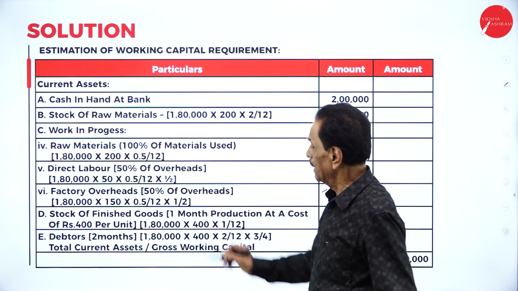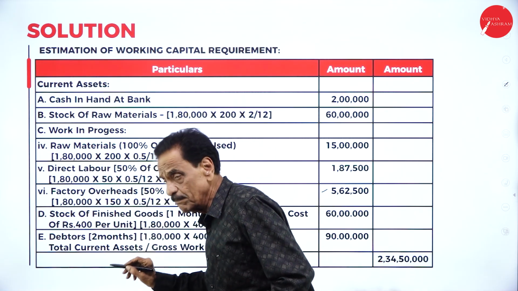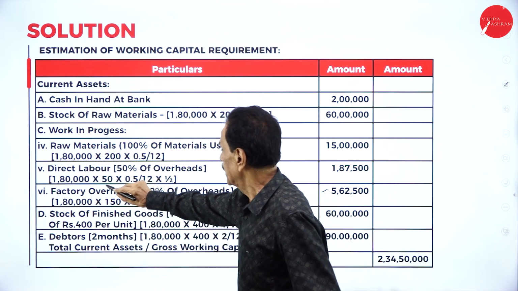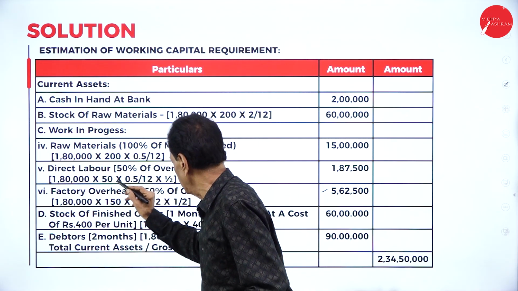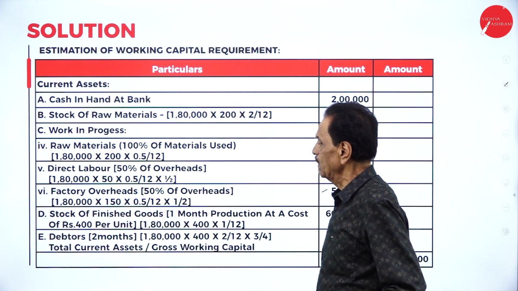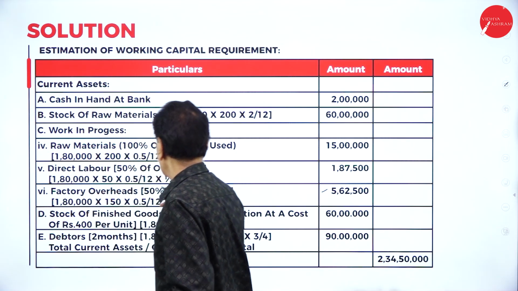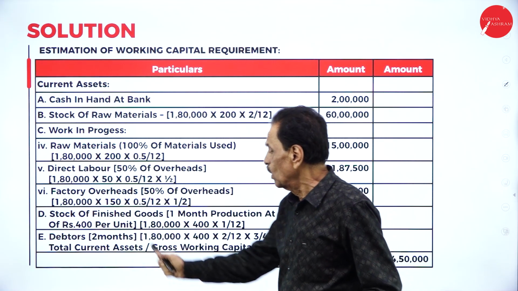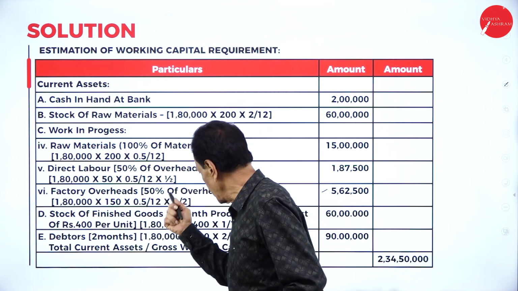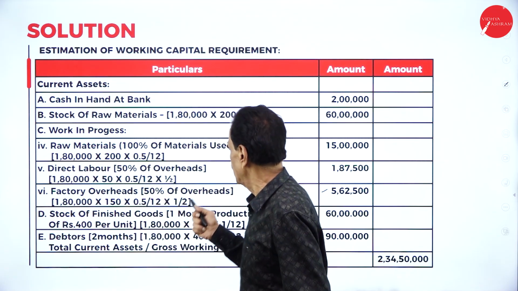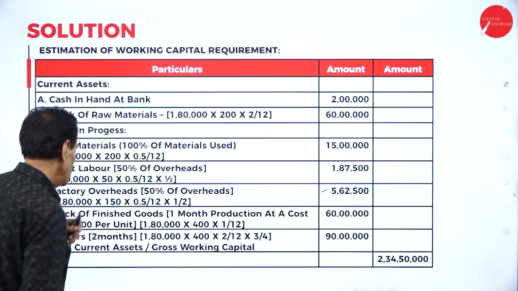Work in progress half a month, raw material 100% of material: 1,80,000 divided by 12 into 200 into 0.5. Direct labor 50% of overhead: 1,80,000 divided by 12 into 50 into 0.5 into half, 1,87,500. Factory overhead 50% of overhead: 1,80,000 divided by 12 into 0.5 into 150 into half, 5,62,500.